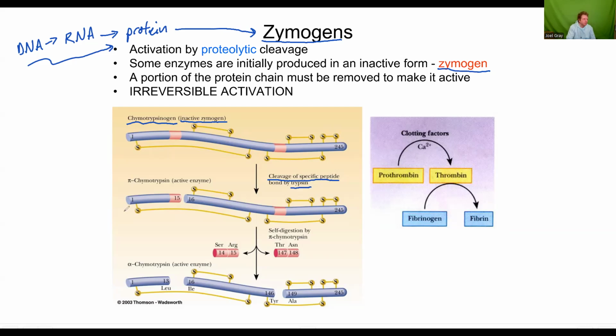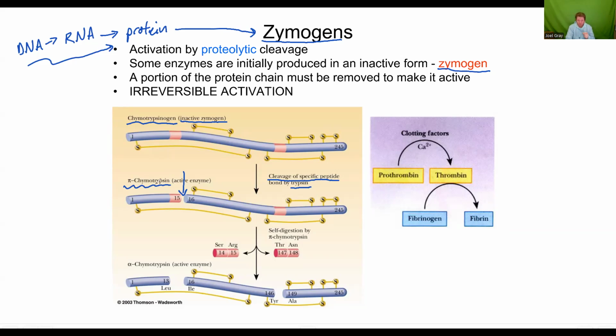Now, what trypsin will do is break a peptide bond right there. Okay, so it's going to break a peptide bond between amino acids 15 and 16. And whenever it does that, chymotrypsinogen is converted to pi chymotrypsin. Okay, so that's an active form of an enzyme. Just by virtue of breaking a single peptide bond, pi chymotrypsin can then go on to break other peptide bonds. It's almost like it's awoken that sleeping giant. So pi chymotrypsin can go on and cut peptide bonds.